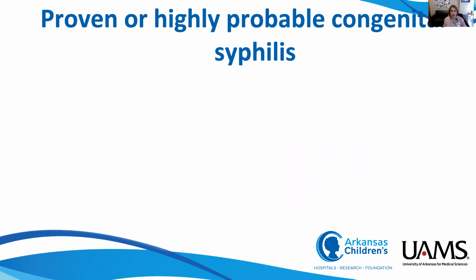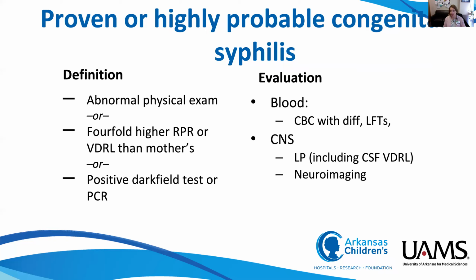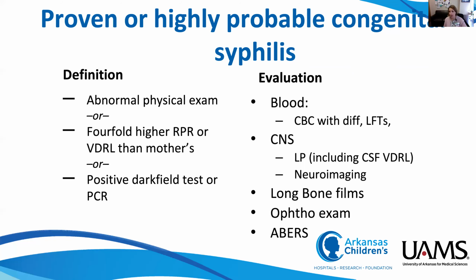Again, the definition is an abnormal physical exam, or a fourfold higher RPR or VDRL than the mother's, or a positive dark field test or PCR for syphilis. That child should be evaluated with a CBC with diff, LFTs, a lumbar puncture including a CSF VDRL, neuroimaging, long bone films, an ophtho exam, and a hearing test.